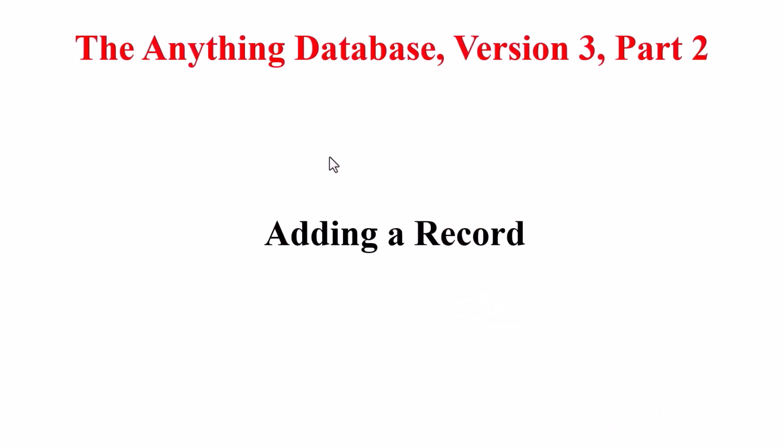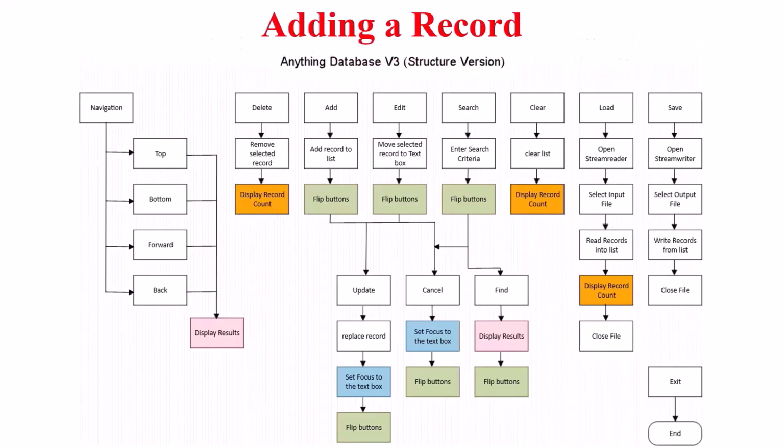Okay, we've got our structure in place in our program, and we've got our form designed. Now we're going to try and add a record. So this will allow us to begin to put things in, which will also trigger the navigation piece. So we're going to be looking at the Anything Database version 3 part 2, adding a record. As you can see in our hierarchy chart, adding a record is in the center section right here. We're going to add a record to the list, basically. We're going to flip our buttons, and we're going to either do an update or a cancel. So basically, the user has the ability to turn on add, and then that user can also make a decision whether to complete the add or cancel out of it.